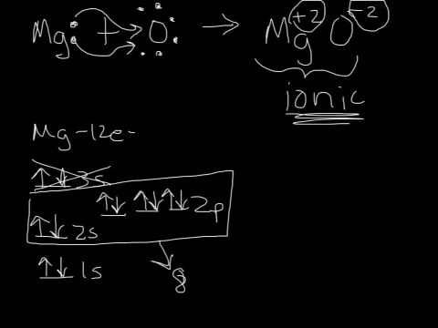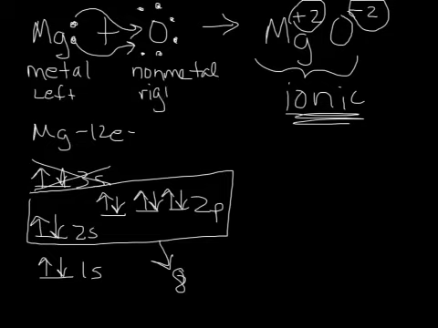The second way I know is because of what type of elements I have. Magnesium is a metal. It's on the left side of the periodic table. That means it's a metal. Oxygen is a nonmetal. It's on the right side of the periodic table. So it's a nonmetal. Anytime you have a metal and a nonmetal, it's ionic. Always.